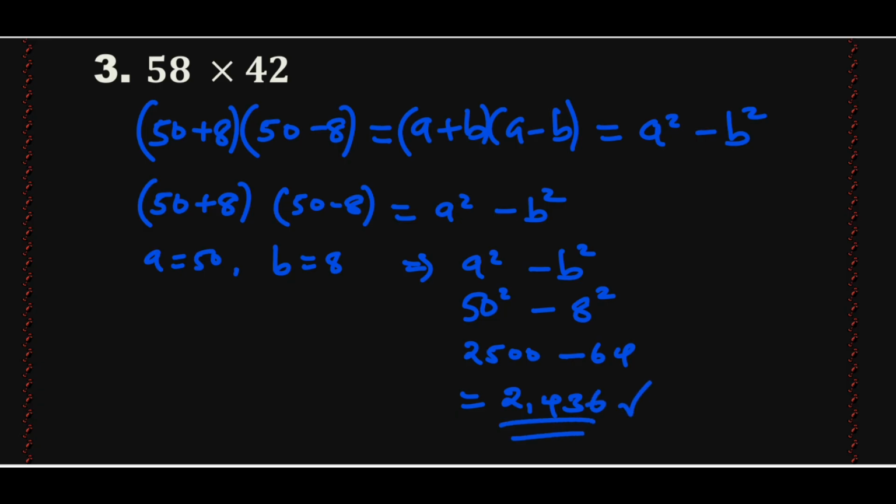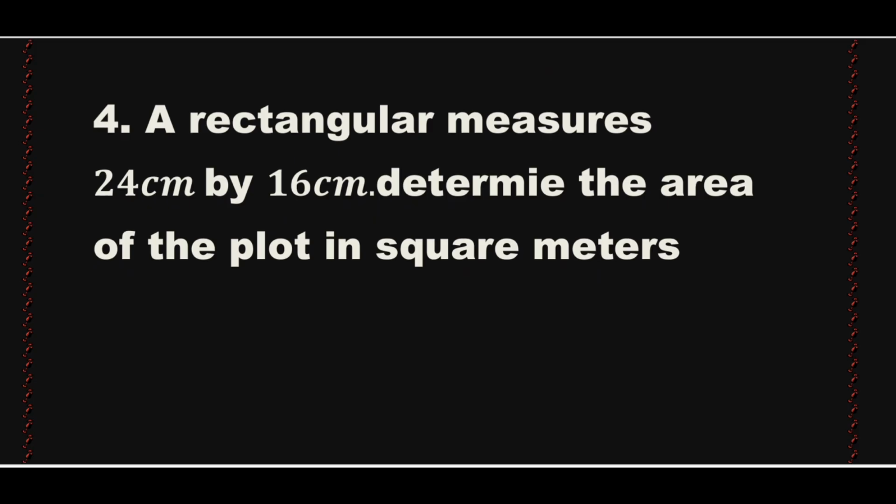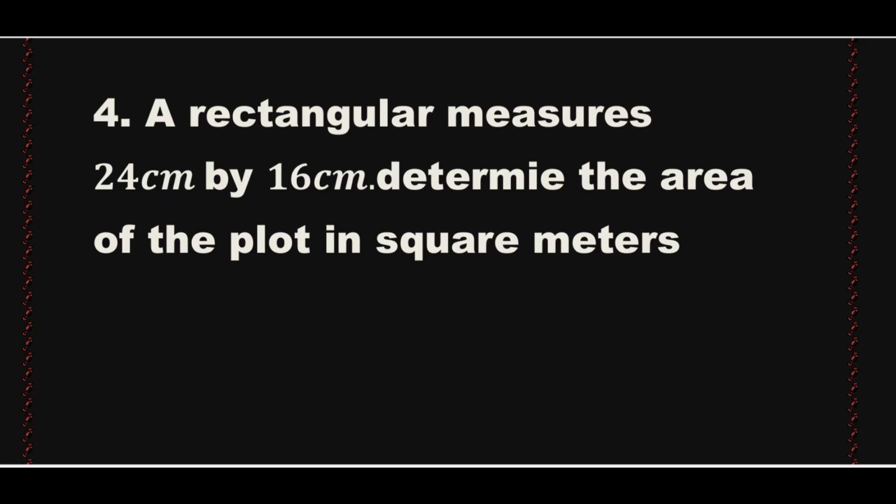So we have recalled how to use quadratic identities to work out. Now, let's see the last one. A rectangular plot measures 24 centimeters by 16 centimeters. Determine the area of the plot in square meters. Now, I want you to apply that concept of using quadratic identities to work out this.